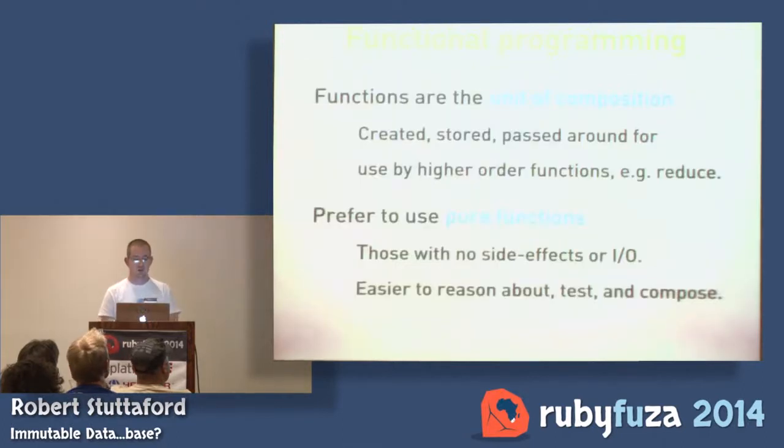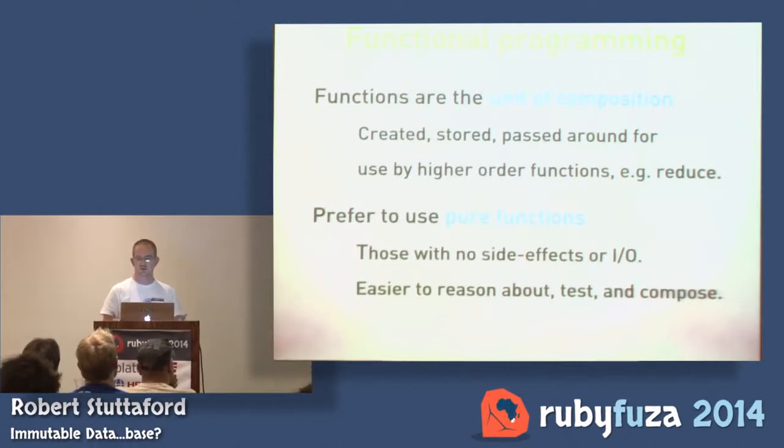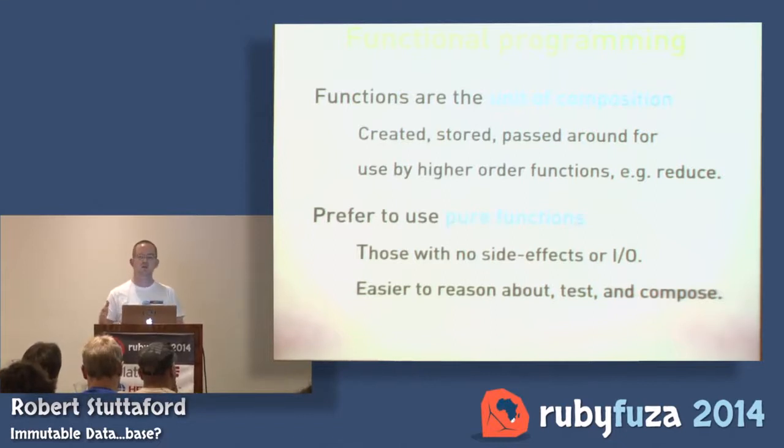So functional programming, essentially, is programming with functions. We can do it in Ruby, JavaScript. We can't really do it in Java because we can't pass functions around. But any language where you can create and pass functions by reference, and use them in other function calls and higher order functions, that's functional programming.